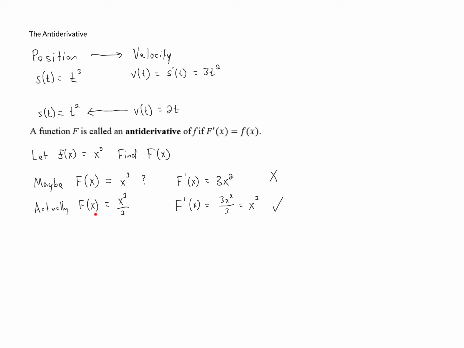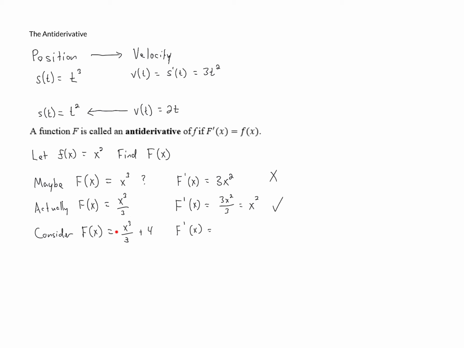So F of x equals x cubed over 3 is an antiderivative of x squared, but I want to give you another thing to think about. Let's consider capital F of x equals x cubed over 3 plus 4. I've taken that function that we've just looked at and I've added a constant. Let's differentiate that and see what we get.